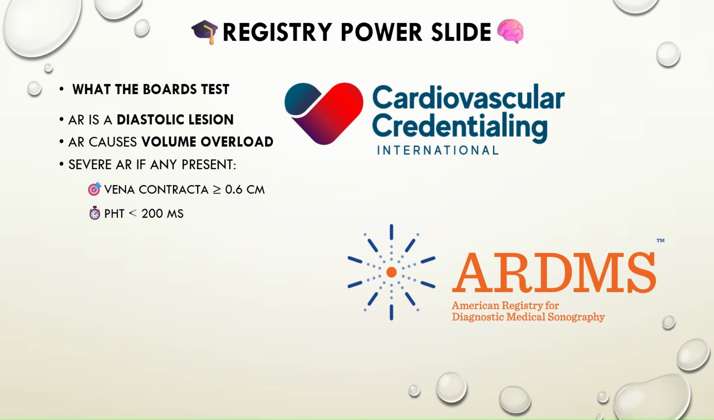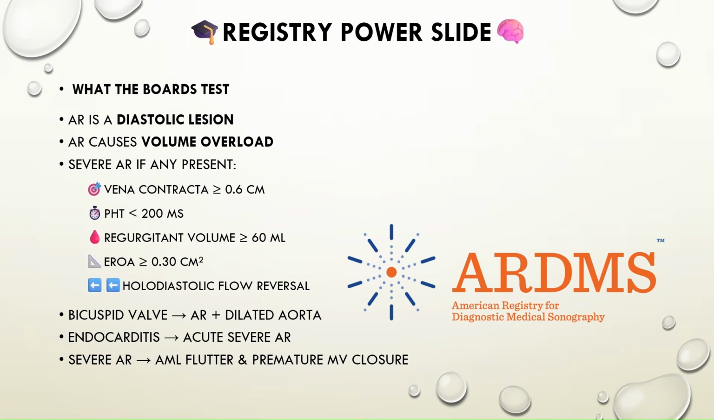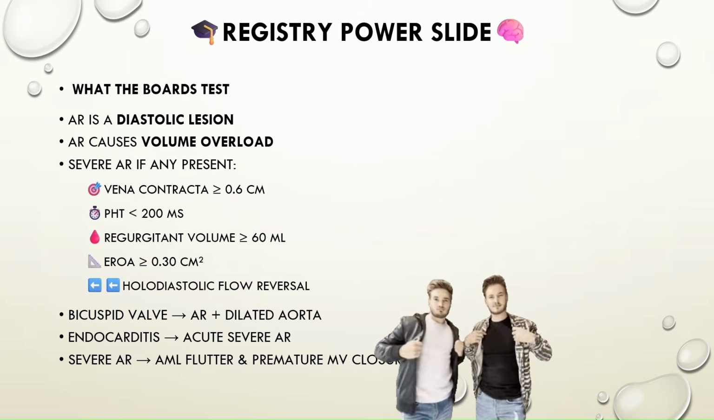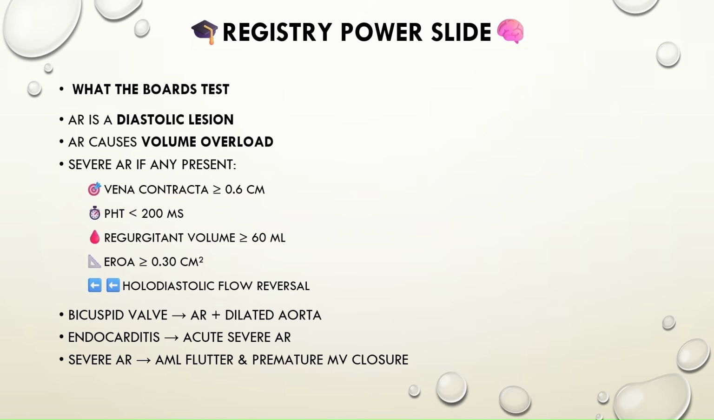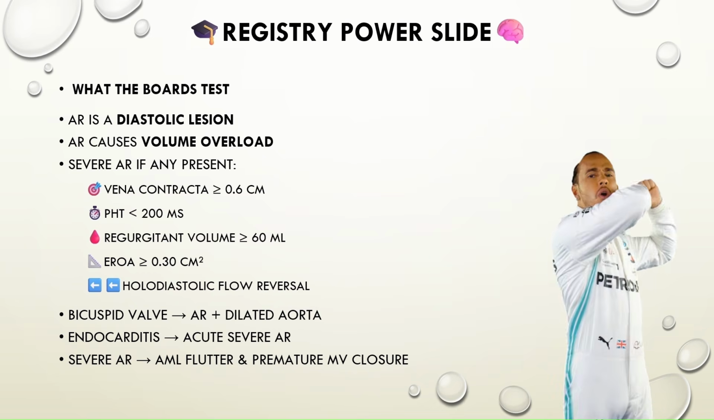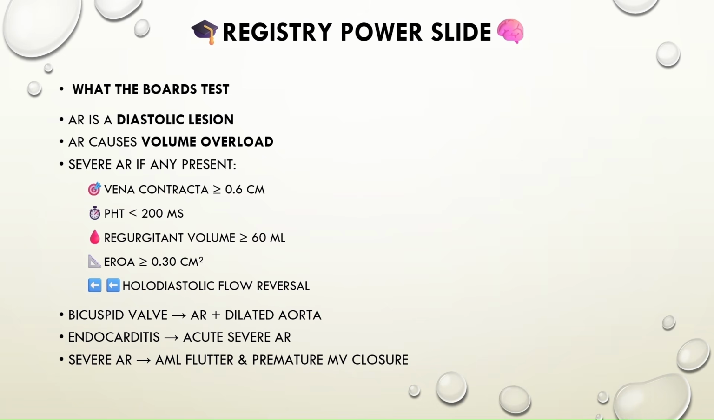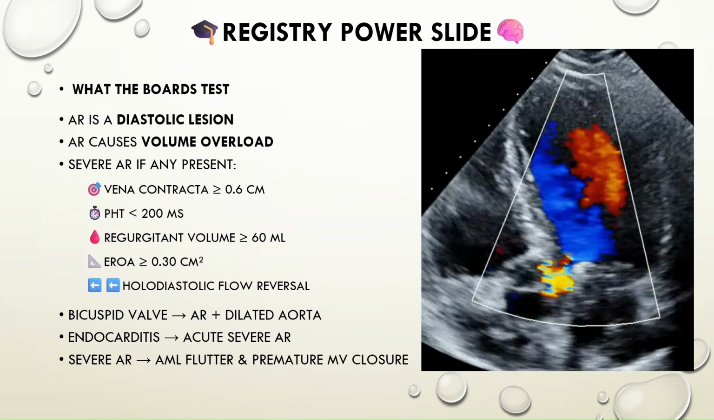Now let's return to this registry power slide, because at this point, nothing on here should feel random anymore. Every single finding on this slide is telling you the same story, just in a different way. Aortic regurgitation is a volume overload problem, so whether it's a wide vena contracta, a short pressure half-time, a large regurgitant volume, or holodiastolic flow reversal, they're all showing you rapid pressure equalization and severe backwards flow. And that is exactly how the registry thinks. If you see any one of these, you should already be thinking this is severe aortic regurgitation.